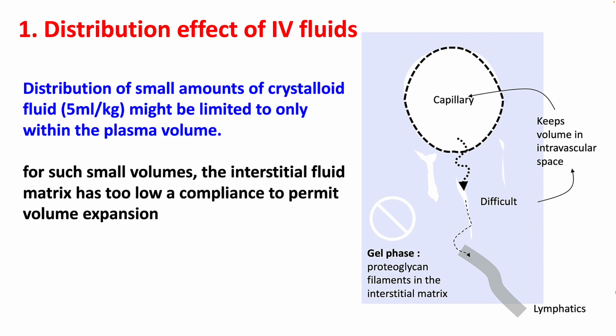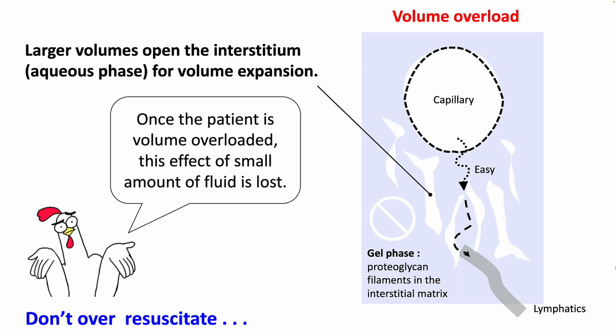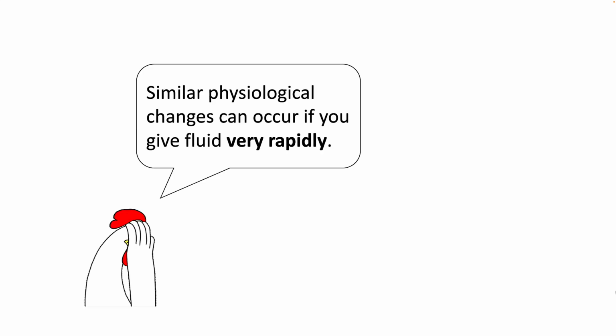One of the things that experiments have shown is that when you give somebody a small amount of crystalloids, most of this crystalloid will be limited to plasma volume, because for small volumes, the interstitial fluid matrix has too low a compliance to permit volume expansion. And this is really important because you want your fluids to remain intravascular for a longer period of time and not leak into the interstitium. And as these patients get more fluid overloaded, the aqueous phase of your interstitium opens up, and this makes it easy for the fluid to leak out of the capillaries. So avoid over-resuscitating your patients.